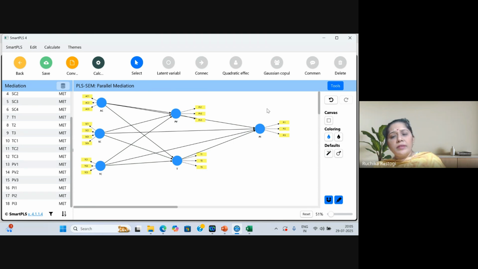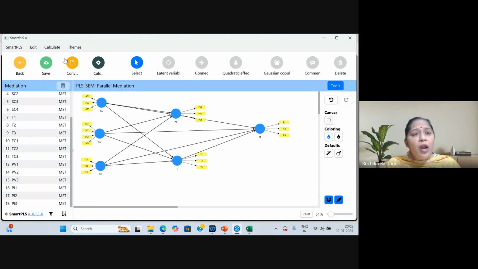Have you done that? Should I tell you again? Is it okay? All three will be connected to the dependent variable. Then all three will be connected to PV and then PV to PI. All three will be connected to T and then T to PI.